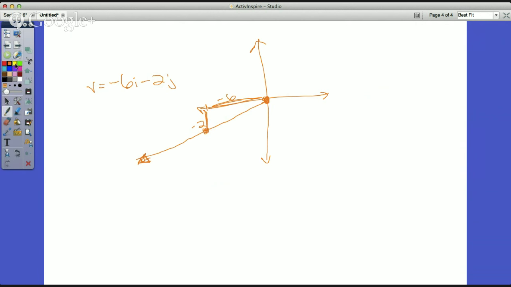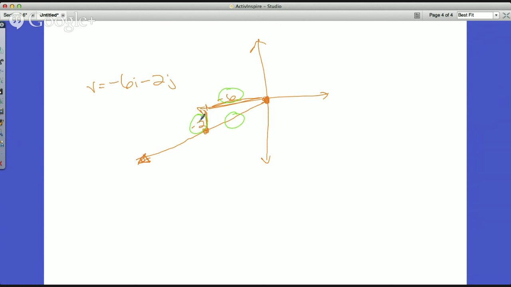Well, question, how could I find the distance of this hypotenuse given only what my x and my y changes on my vector? Yeah, Pythagorean theorem, right? So you could do the square root of a squared plus b squared, or you could set it up like a squared plus b squared equals c squared. You could do that as well.